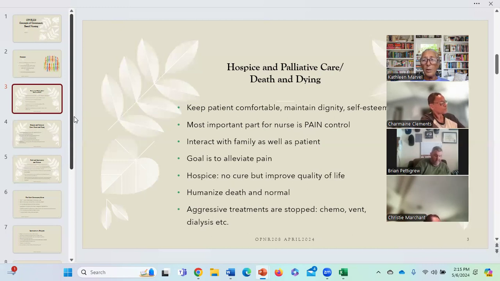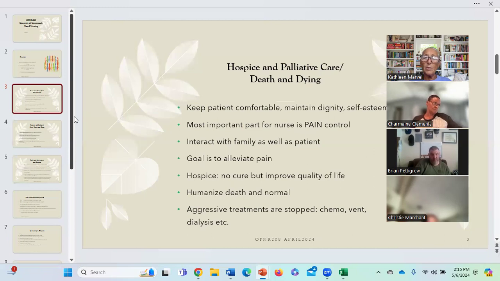One of the things that hospice patients and families need to understand is that when you're in hospice or palliative care, there is no cure, right? It was like one of our quiz questions, where the patient says, I don't want any more treatments if it's not going to cure me. Well, what do we have to do? We have to educate them. There is no cure when we're in hospice care, right? We need to try and humanize that death, right?